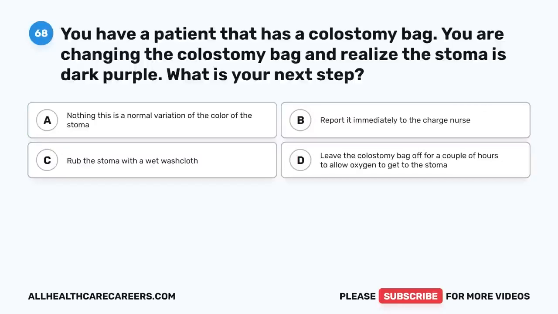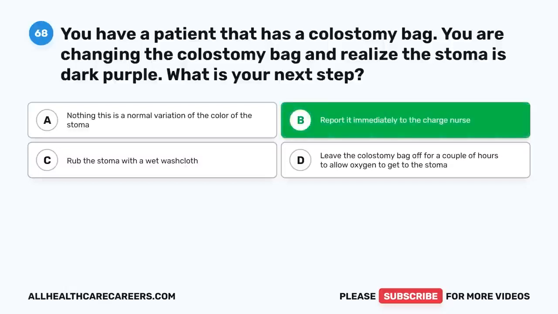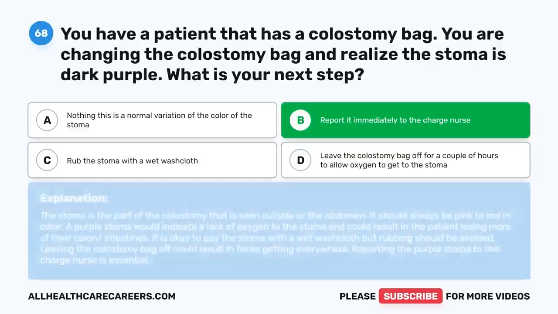Question 68. You have a patient that has a colostomy bag. You are changing the colostomy bag and realize the stoma is dark purple. What is your next step? A, nothing. This is a normal variation of the color of the stoma. B, report it immediately to the charge nurse. C, rub the stoma with a wet washcloth. D, leave the colostomy bag off for a couple of hours to allow oxygen to get to the stoma. The correct answer is B, report it immediately to the charge nurse.